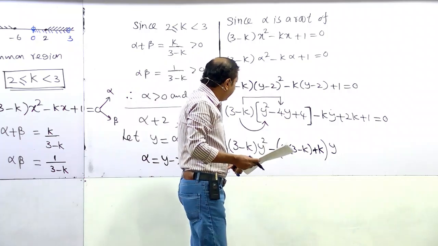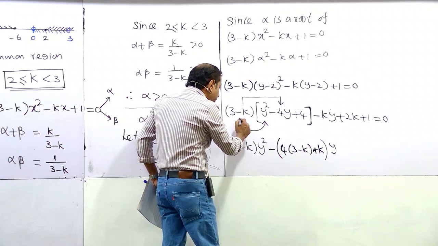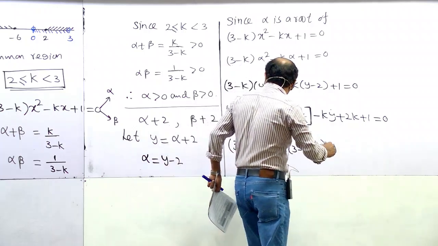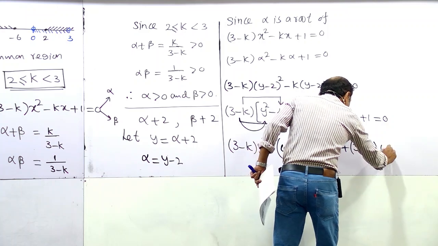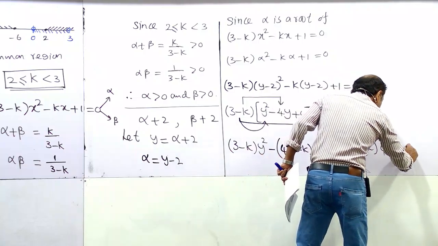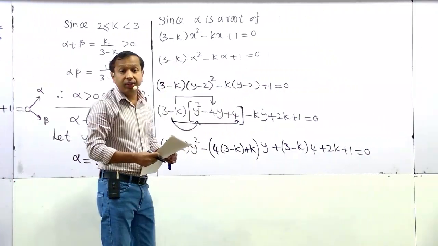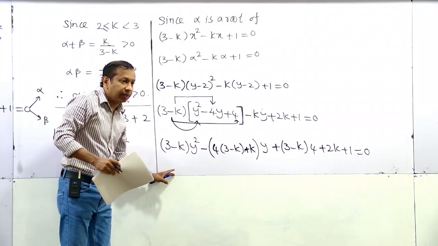And after that we have the constants. What are the constants we have here? This 3 minus k should be multiplied by 4. What do we get there? 3 minus k times 4. And some constants come in here, 2k plus 1. Now, when you simplify this, you get a quadratic equation in y. Finally, this answer is correct.